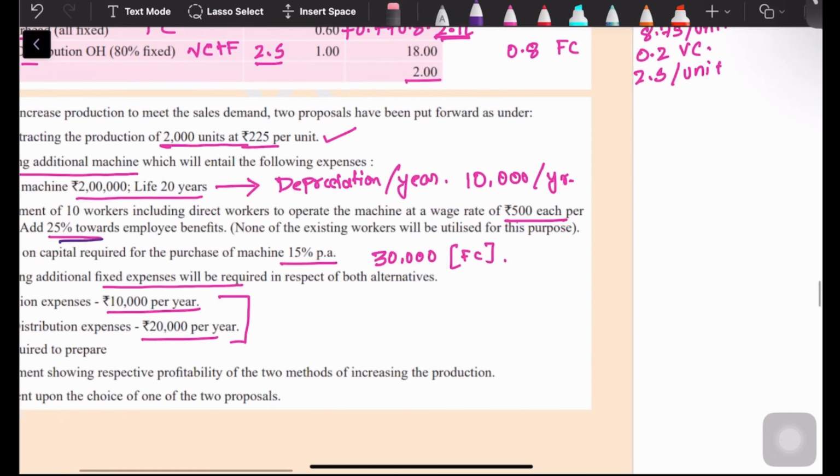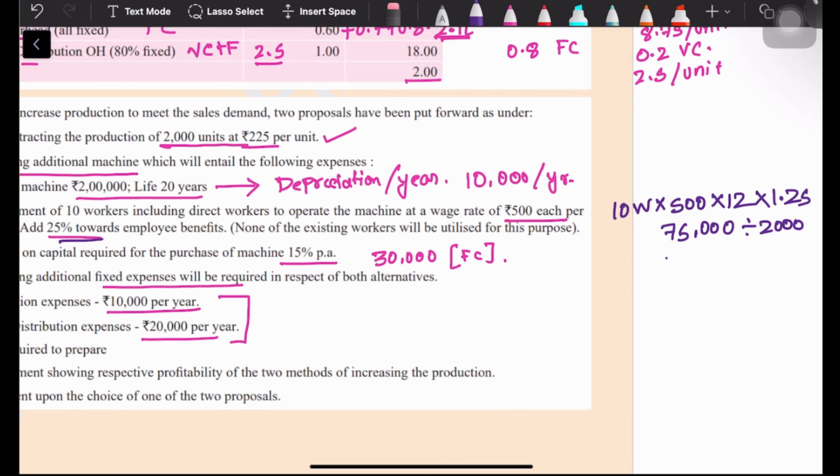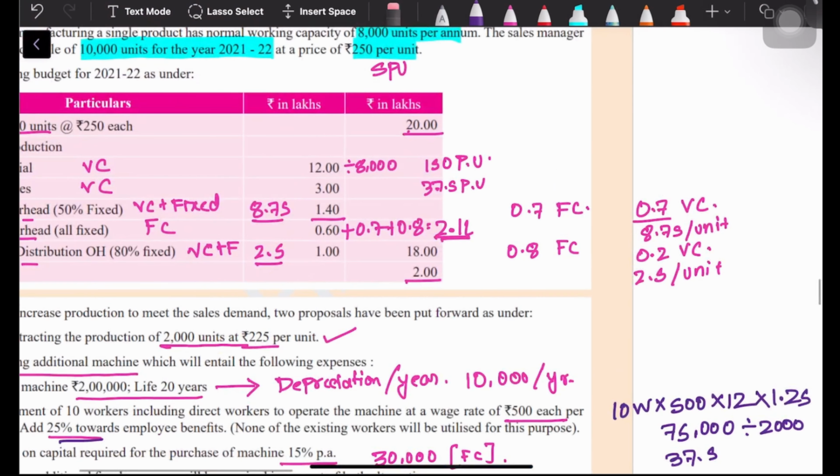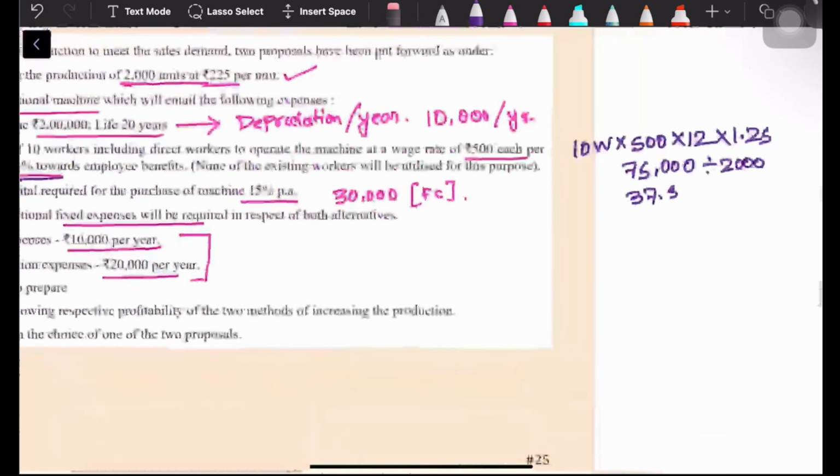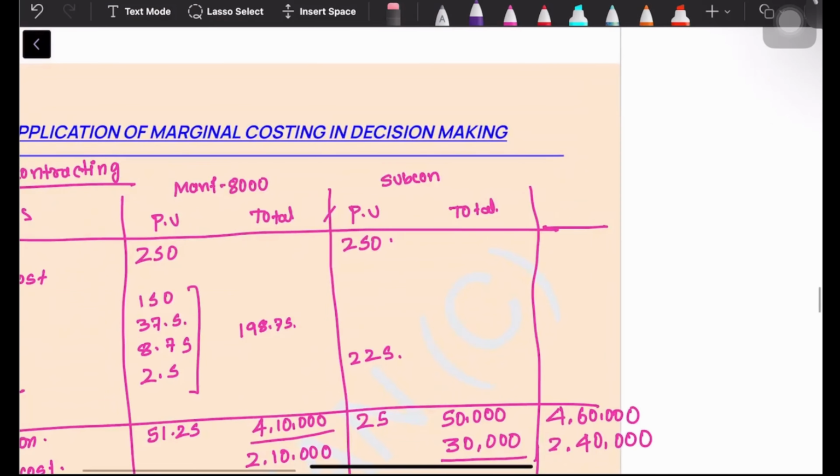So there are 10 workers, 500 per month into 12 months into 1.25, because 25% premium we are giving. So this is 7.5 lakh. Sorry, 75,000. So 75,000 divided by 2,000 units, 37.5. What were we paying? We were also paying 37.5 only here. So 37.5, no change here.